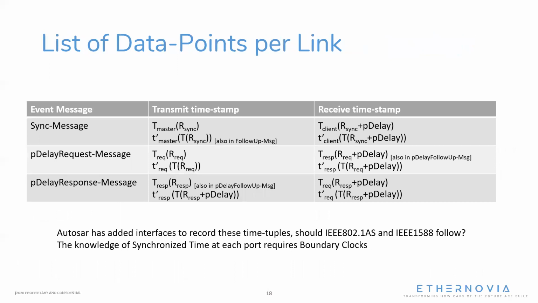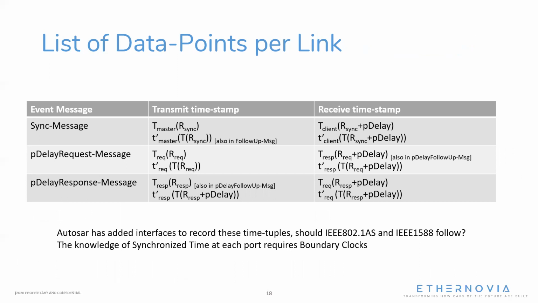Summarizing what we're collecting in terms of data leads us to this table. This is 12 timestamps in total that we want to be looking at and that we want to collect for every link. This is basically the local clock of a master port that has sent out the sync message. The precise origin timestamp, lowercase t master, is communicated in the follow-up message from that master port.